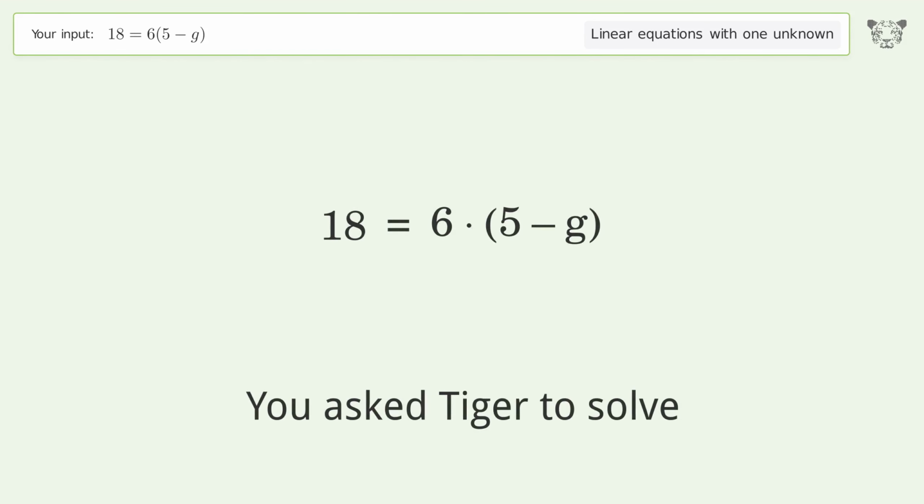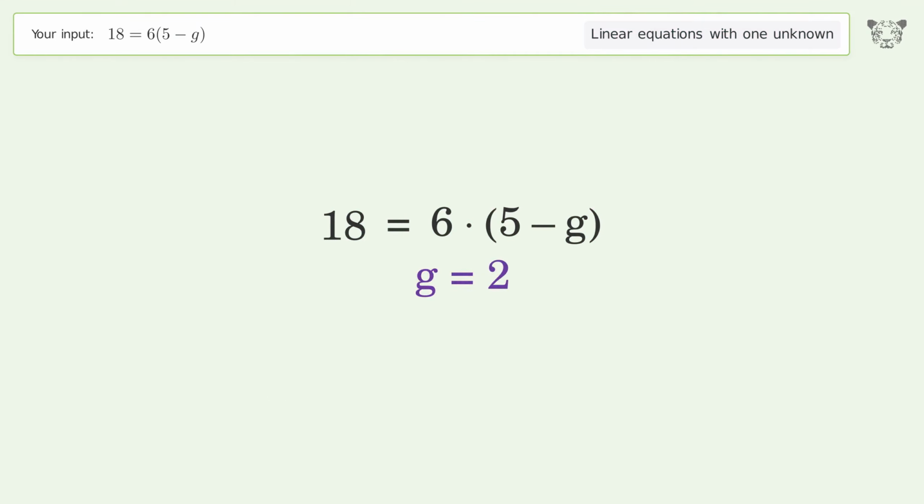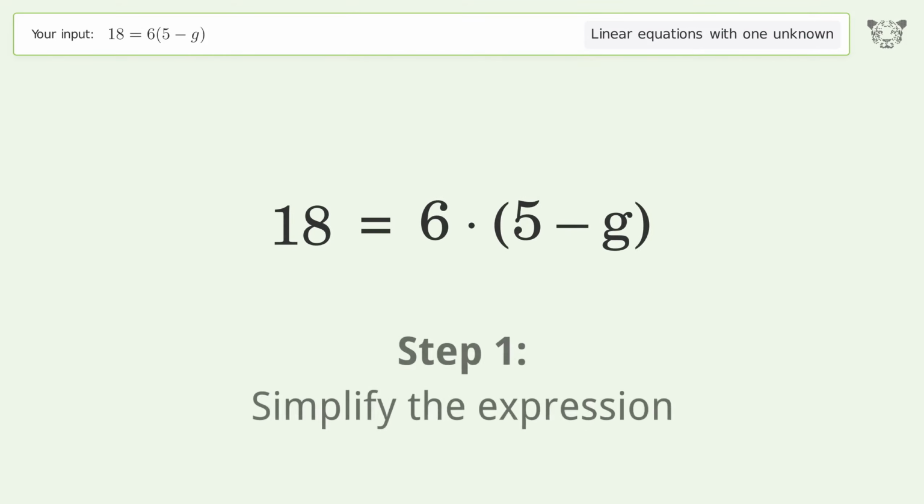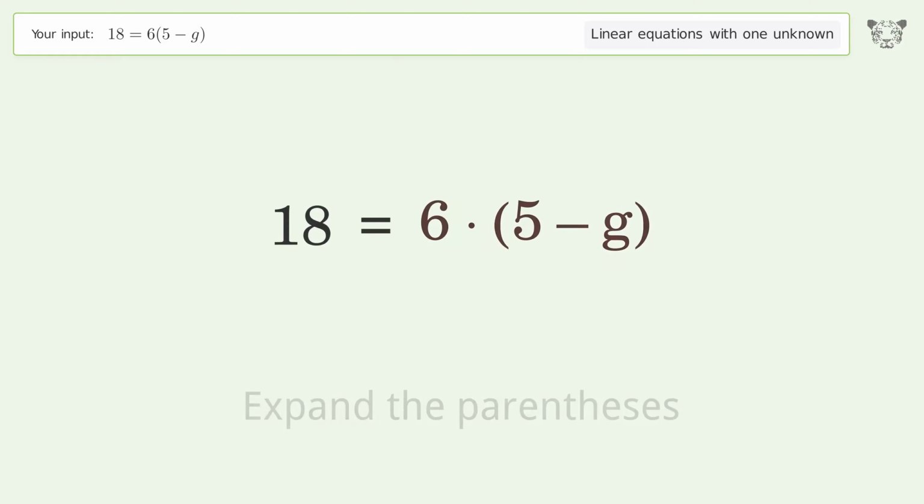You ask Tiger to solve. This deals with linear equations with one unknown. The final result is g equals 2. Let's solve it step by step. Simplify the expression. Expand the parentheses.